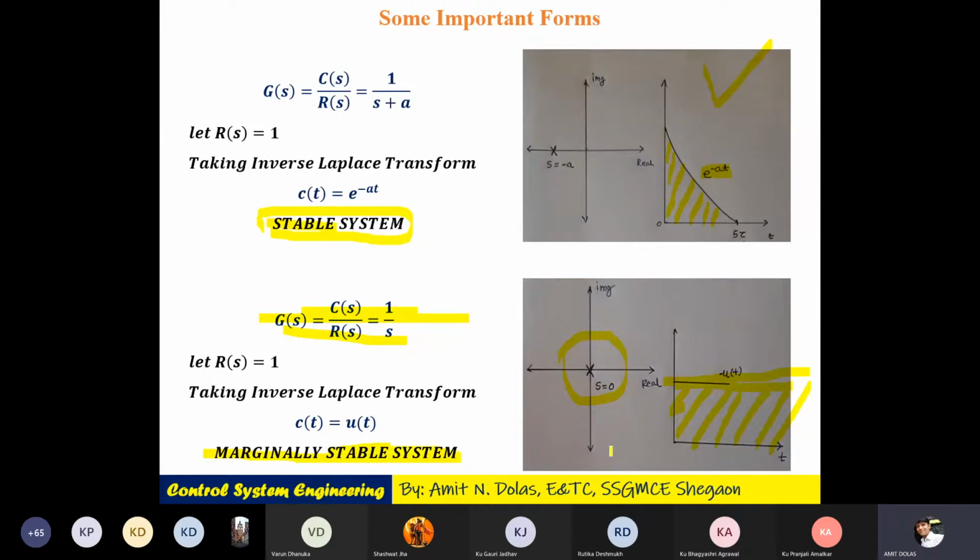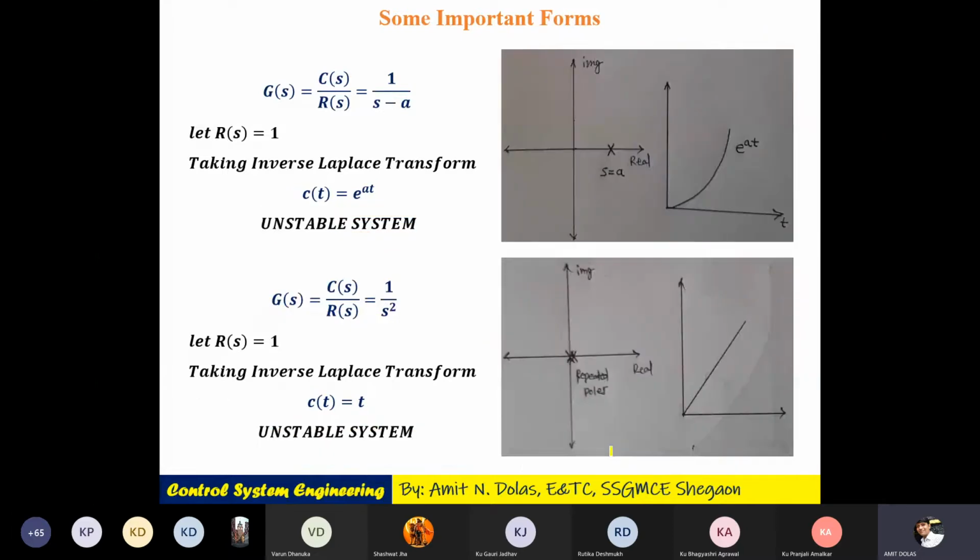Again, before proceeding ahead, am I audible and is the PPT visible? Yes, sir. Because today I'm going to tell you a very, very important concept rather than only formulas and diagrams.